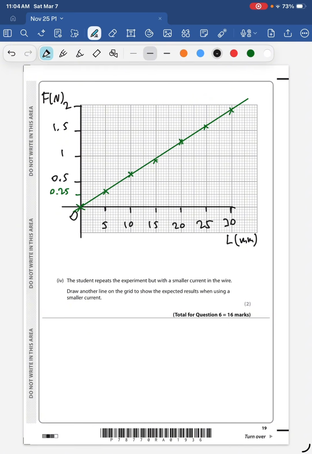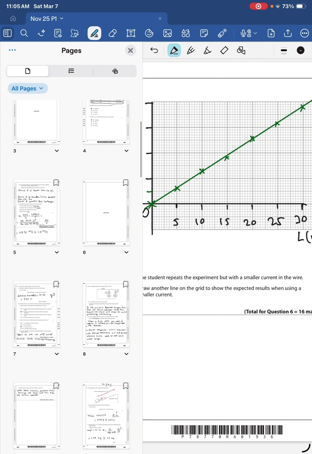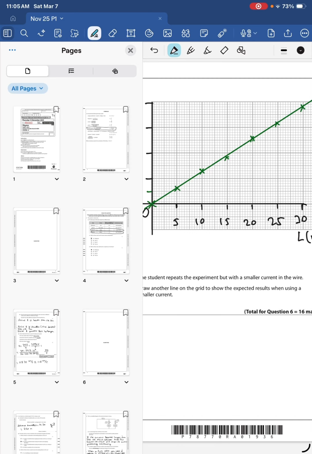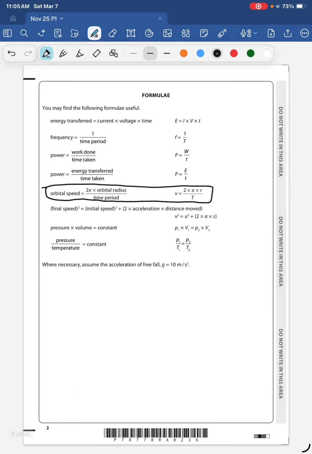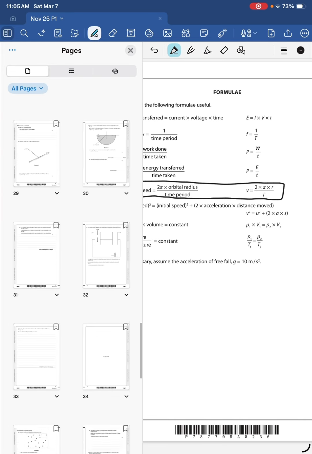Okay, and let's do part 4. The student repeats the experiment, but with a smaller current in the wire. Draw another line on the grid to show the expected results when using a smaller current. Okay, to answer this, I need to make sure that you know the formula that connects the force that the wire experiences with the magnetic field, the length, and the current, because that will make it easier for me to explain it to you. So let's look at these formulas over here. Do they mention anything? They don't. So let's go to the back and see what they give us about magnetism. I'm curious.